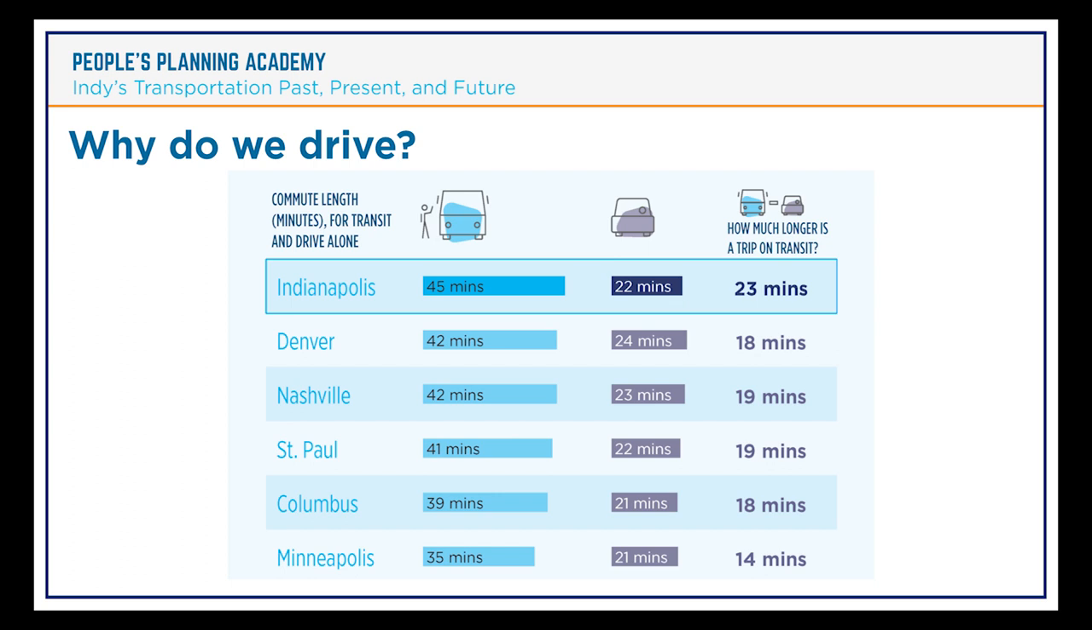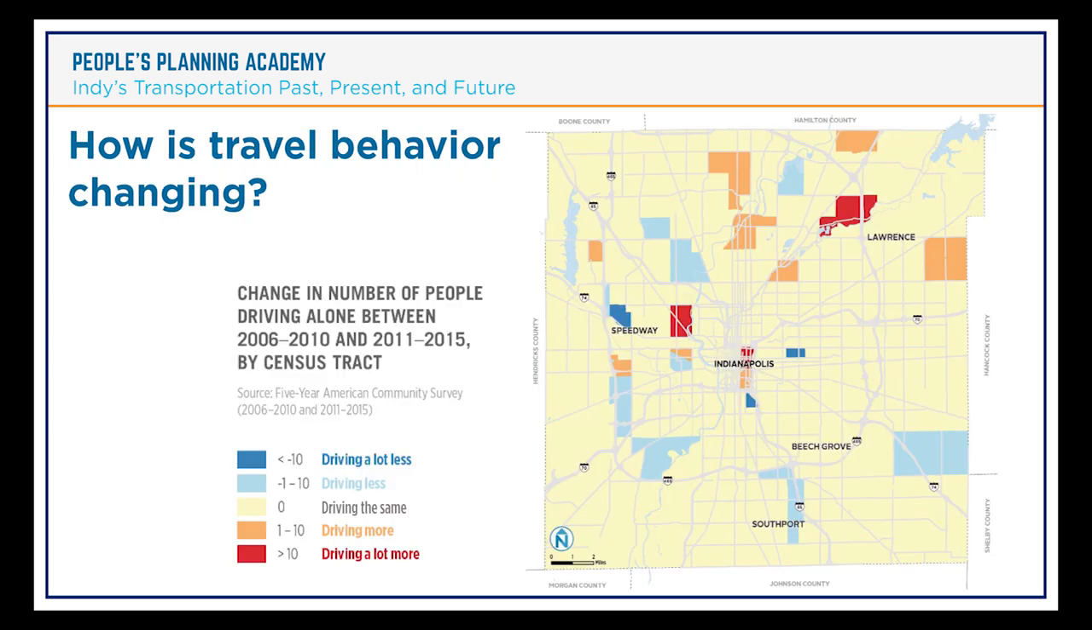Here, it's 23. And so we've got some work to do. And again, Austin will talk more about how we're trying to approach that. Now, again, we're a 400 square mile city. Things are changing differently in different places.